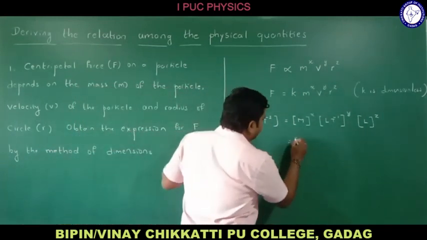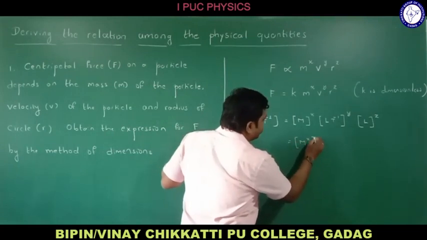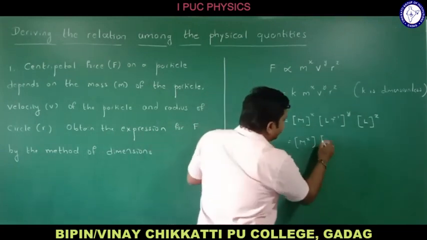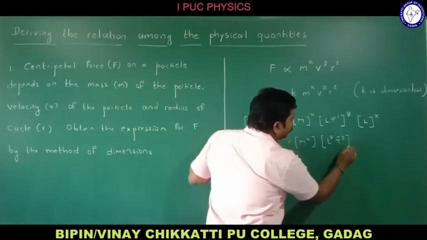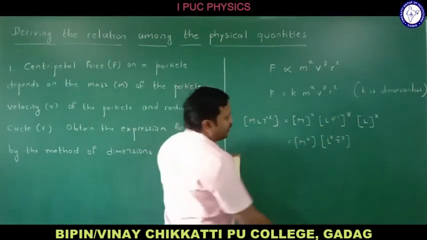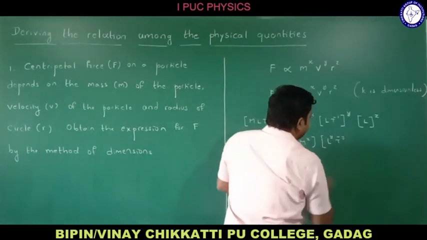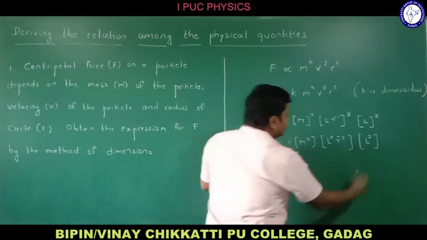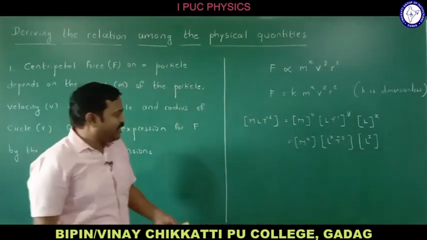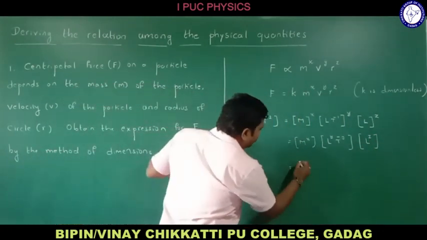Let us check it out now here. This is m raised to x. What do you get here? L raised to y, t raised to minus y. I have multiplied. What do you get here? Let us check it out. L raised to, what do you get now here? z. Okay, now let me write in the form of MLT.